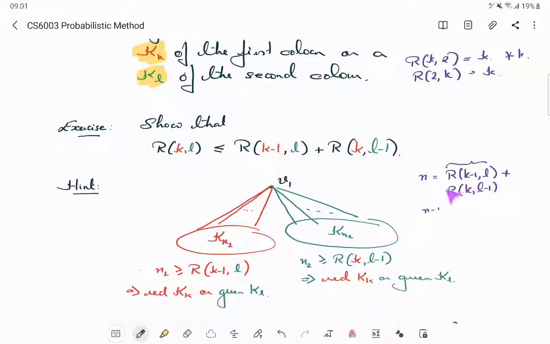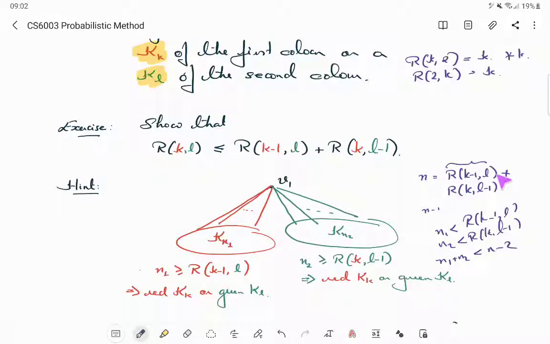Similarly, in the green bucket, if you have R(k,l-1) or more, you get either a red Kk or a green Kl-1. If you get a red Kk, there itself you are done. If you get a green Kl-1, together with v1, you get a green Kl, and therefore you are done. Okay, now by the pigeonhole principle, if you have n minus 1 vertices here, if n1 is strictly less than R(k-1,l), and n2 is strictly less than R(k,l-1), that means n1 plus n2 is strictly less than n minus 2, right?